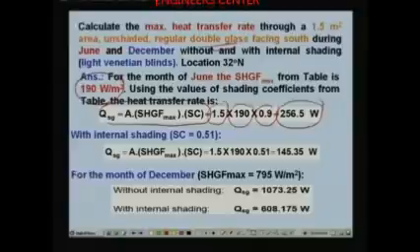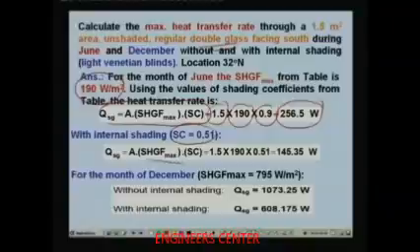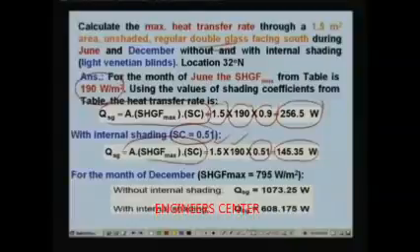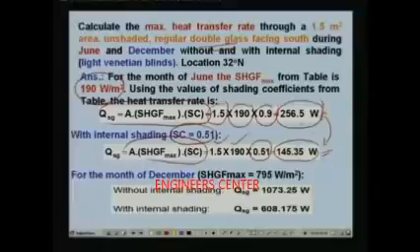And with internal shading, that means if you are using Venetian blinds, then for the same date you find that the maximum energy transmitted is again given by the same formula. The area is the same, SHGF max is also the same, but the shading coefficient is different now, it is 0.51. So the maximum transmission rate is given by 145.35 watt. From this you can see that with Venetian blinds you can reduce the energy transmitted considerably, almost 50% compared to without internal shading.